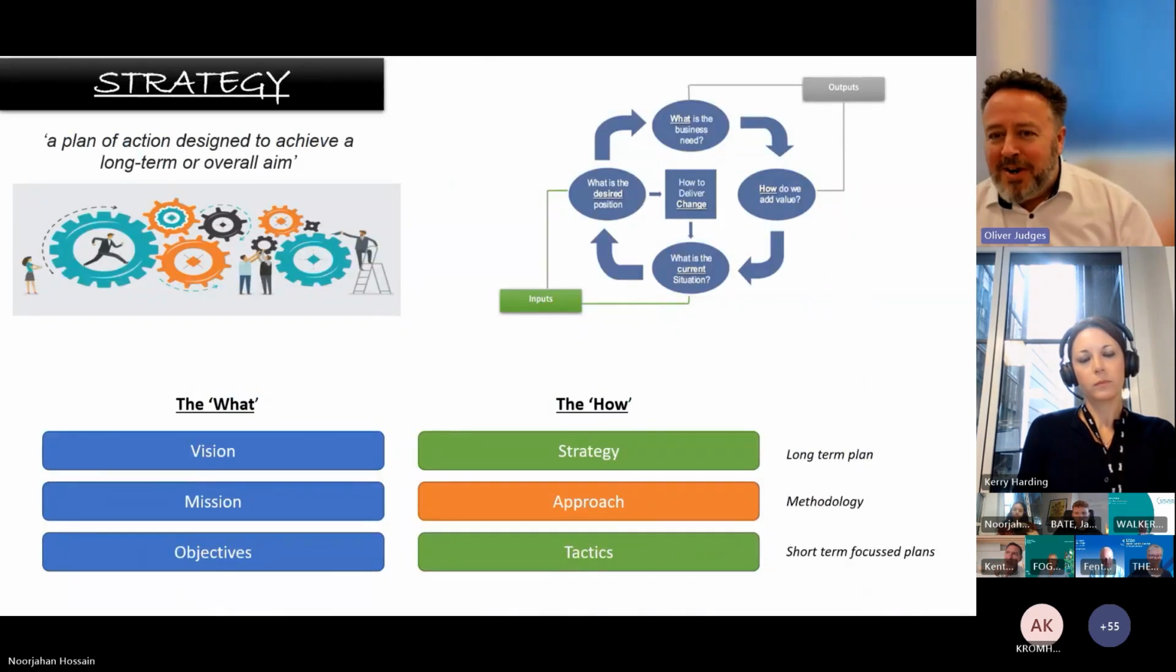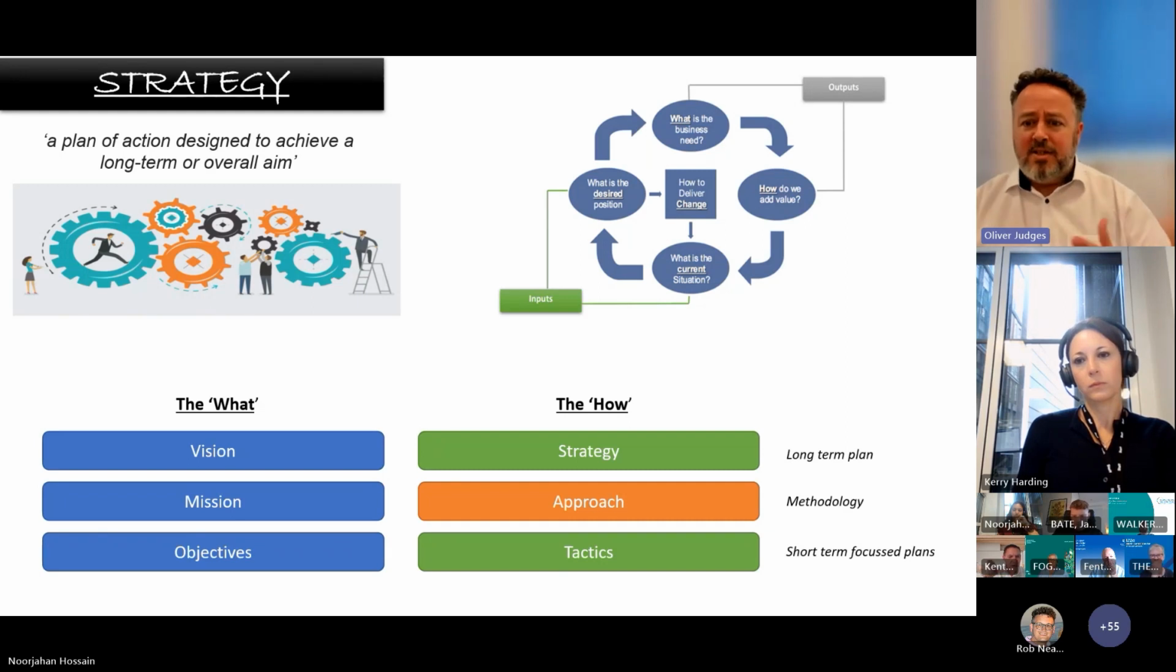So we've talked through, and I think the ones before have talked through, what's the business need, how do we add value, what's the current situation, which is absolutely key, and huge amounts of work going into that. What's the desired situation? But one of the key things, and the question in there, is how do we deliver change? And when you look at strategy, you've got to think about it's a long-term plan, in effect. It's there to deliver the what, which is about the vision, mission, and objectives. And we've got to be really clear on what those are and what we're trying to achieve. And then the how is fundamentally important. So the strategic infrastructure plans coming out, and the strategies, need to look very much at that long-term vision. What is it that we need to get to? And how are we going to get there, and how is that long-term plan coming through?